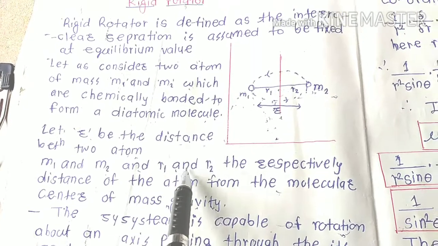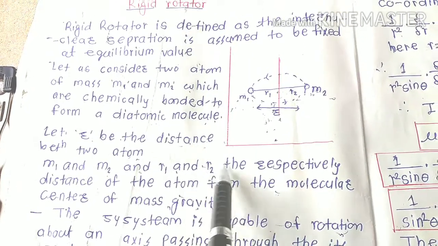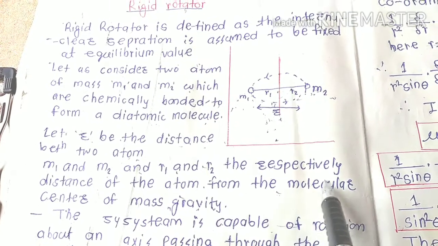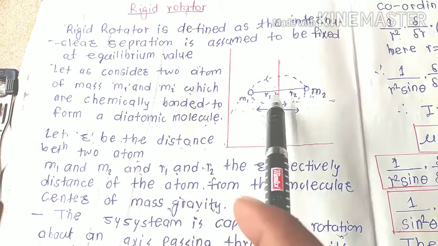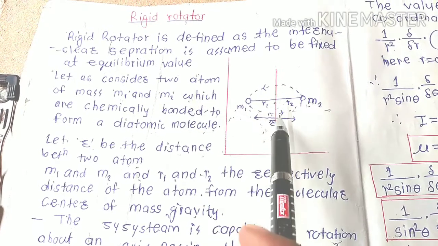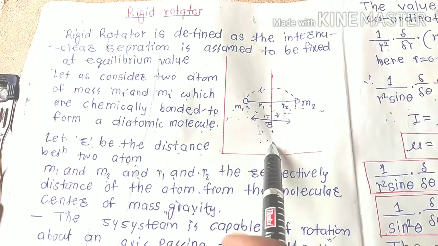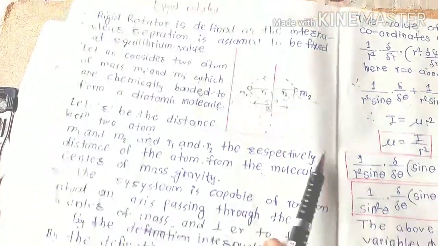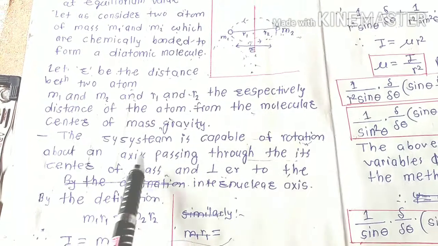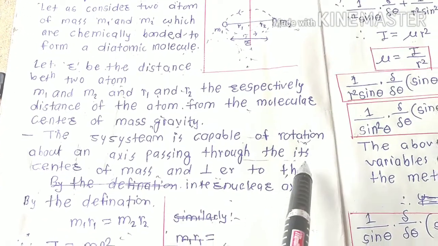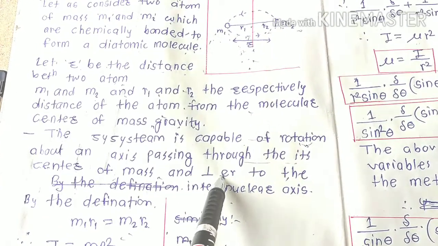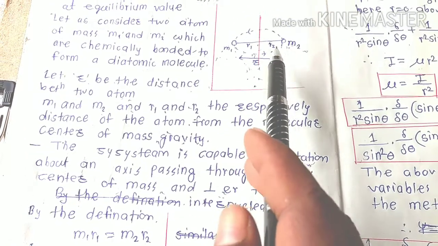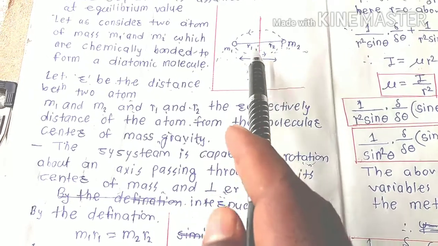r1 and r2 are the respective distances of atoms m1 and m2 from the molecular center of mass. Here, for these two atoms, there is an axis of rotation, and the atoms rotate around it. So the system is capable of rotation about an axis passing through its center of mass and perpendicular to the internuclear axis.